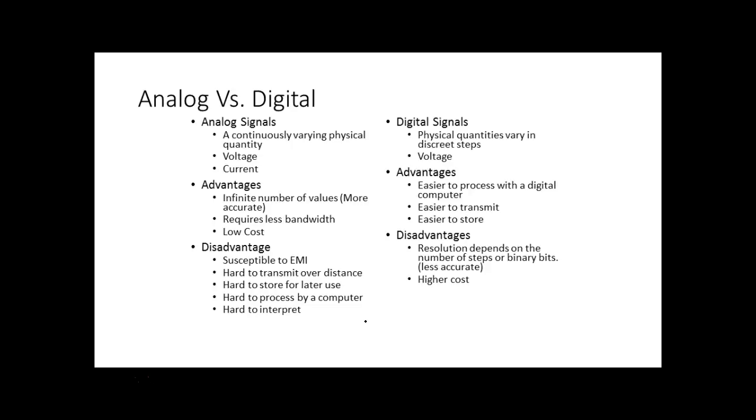The problem is analog is a continuously varying physical quantity. Usually we're going to represent it with a voltage or a current. Infinite number of values is more accurate, requires less bandwidth and low cost. The big problem we have is that it's susceptible to electromagnetic interference. It's almost impossible to maintain it over long distance.